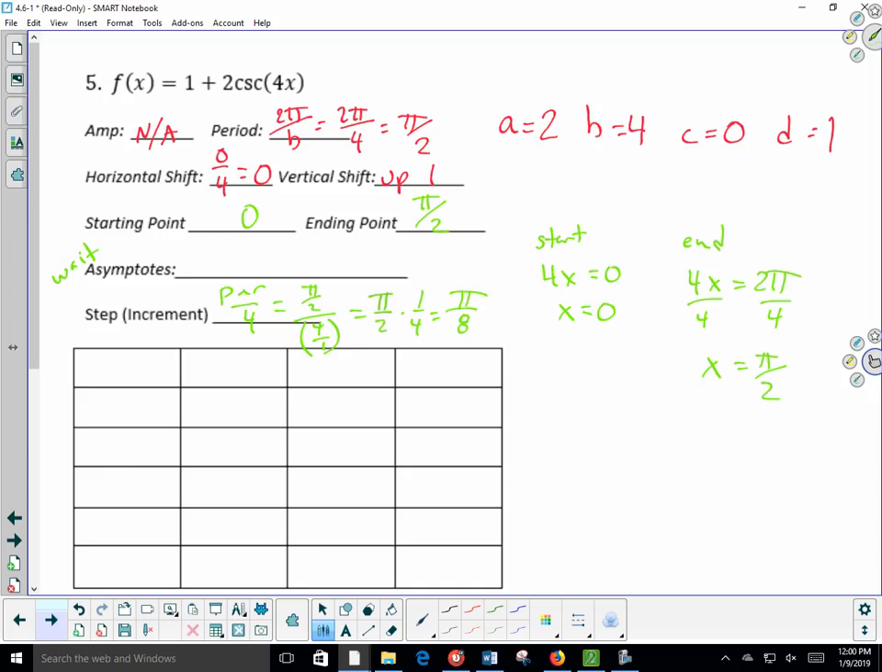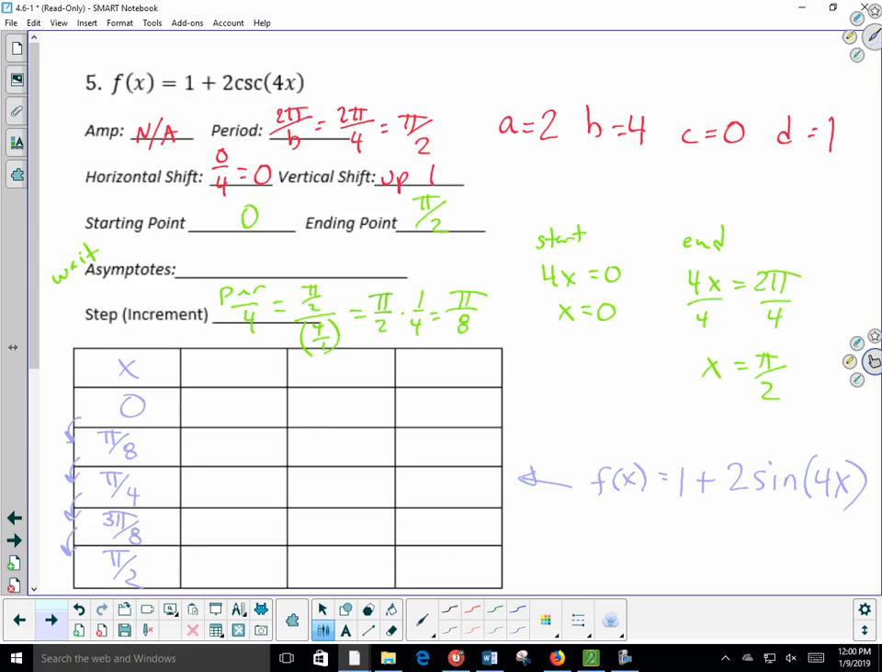All right, and now what are we filling in on this table? In this table is when we're going to actually graph the sine function, not the cosecant function. So I'm going to do 1 plus 2 sine of 4x in my table. All right, so I know that my x is going to start with a starting point of 0 and end with pi over 2. And my step is pi over 8, so I got to add pi over 8 here. Then if I add it again, I get 2 pi over 8, which is pi over 4. Add pi over 8 again, I get 3 pi over 8. Add pi over 8 again, I get 4 pi over 8, which is pi over 2.